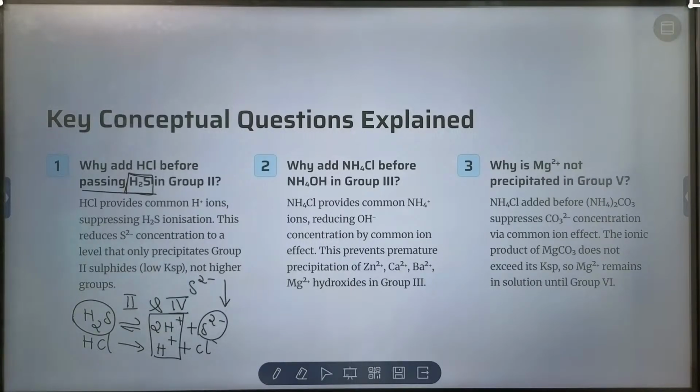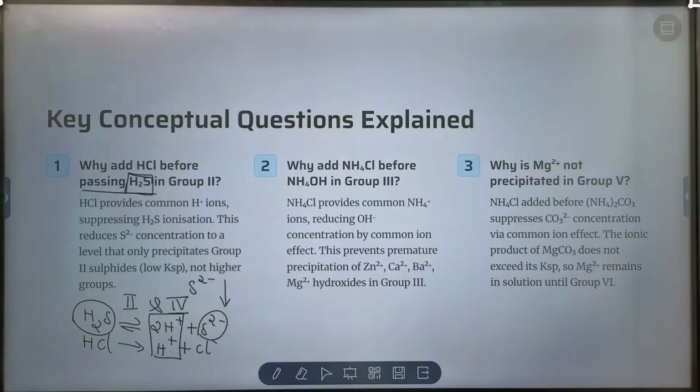So you look into the next question. Why is magnesium not precipitated in group 5? Again, it is the same answer. What we are doing? We are adding ammonium carbonate. By adding ammonium carbonate, by common ion effect, we suppress the concentration of the carbonate ion. So, along with the ammonium carbonate, we are adding ammonium chloride also.